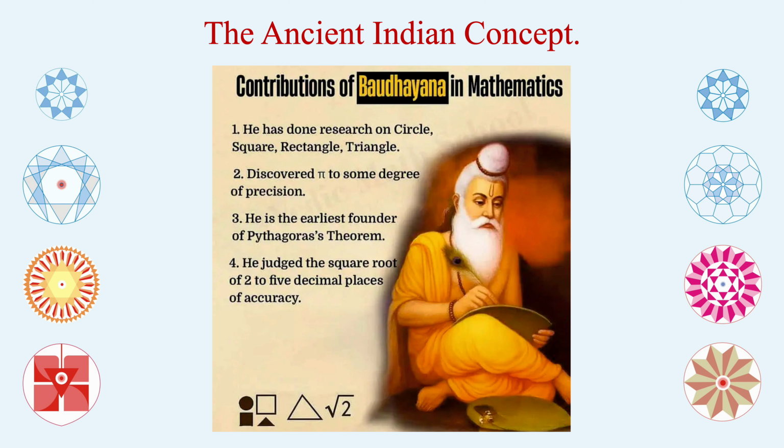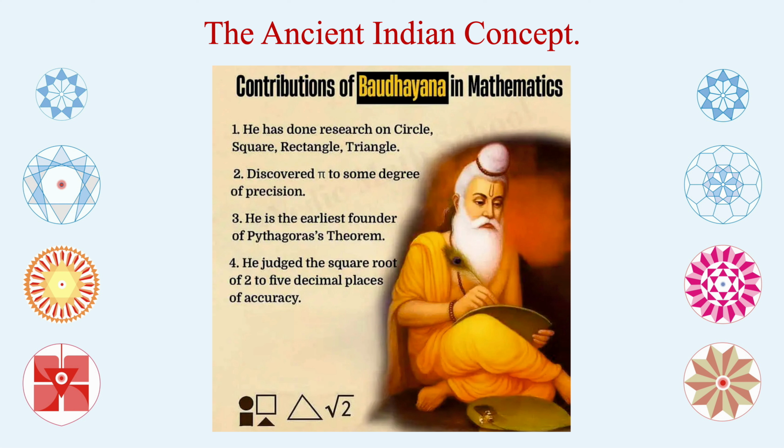Now, the ancient Indian concept in mathematics was contributed by Baudhayana. He is the first person who was divine in mathematics. Lovely, no doubt. This is a picture taken from one of the Vedic mathematics sources in India, and see the four points which I am raising. He has done research on the circle, square, rectangle and triangle, agree. He discovered pi to some degree of precision. But here I would like to point out that when he talks of pi, he talks of 3, not more than that.